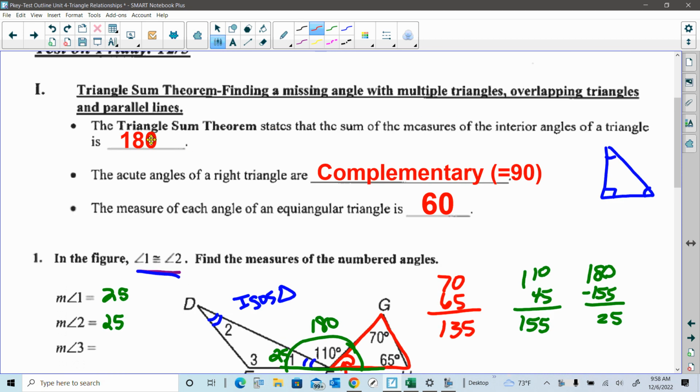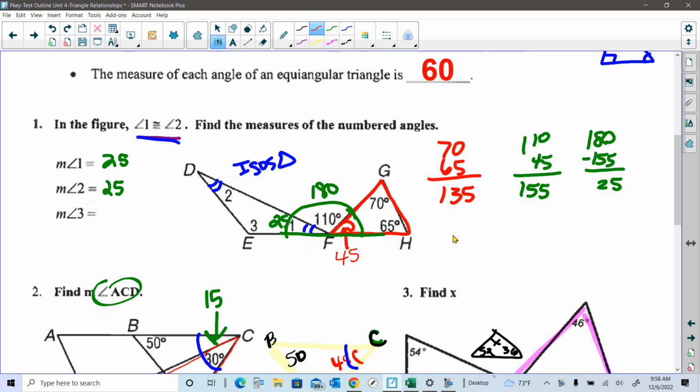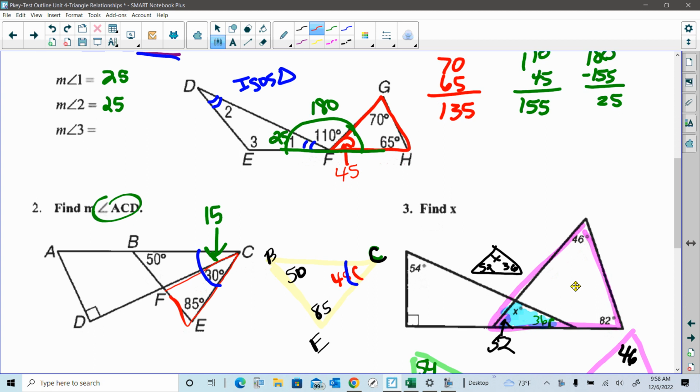Okay, so make sure you know these facts. Triangle sum is 180. In a right triangle, the acute angles are complementary. In an equilateral triangle, each angle is 60. You're going to have 2 to 3 problems where you're finding just the angles, so adding up and subtracting from 180. Number 3, I'm pretty much going to give you that same diagram. I'm just going to change the numbers up.